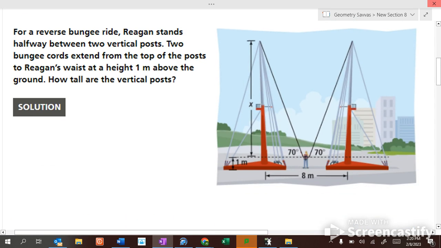All right. Good enough with angles of elevation and depression. You'll hit some of those on your homework.